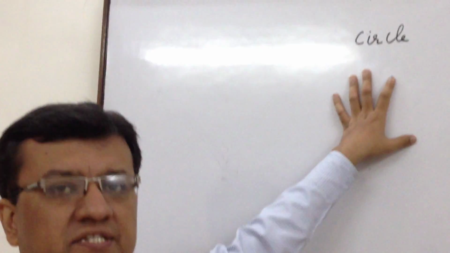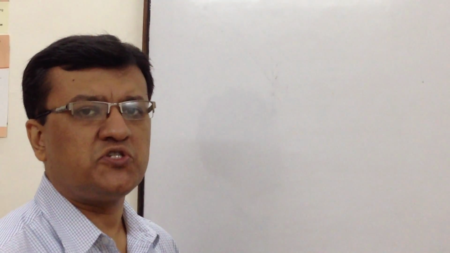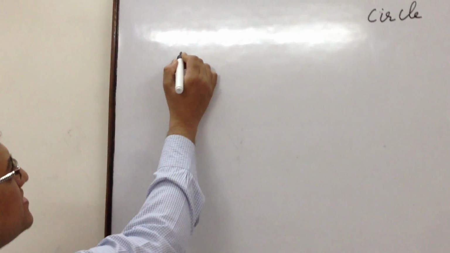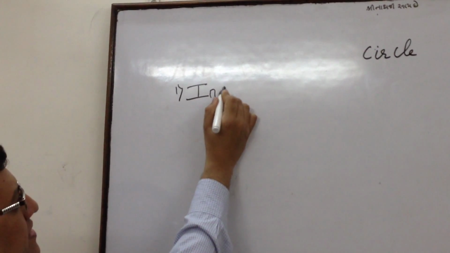So students, today we are going to learn some important concepts related to circle. Some theorems and terms we are going to see today. There are three basic terms and theorems we are going to see today. To start off with, the inscribed angle theorem. Let's see the first one, inscribed angle theorem.